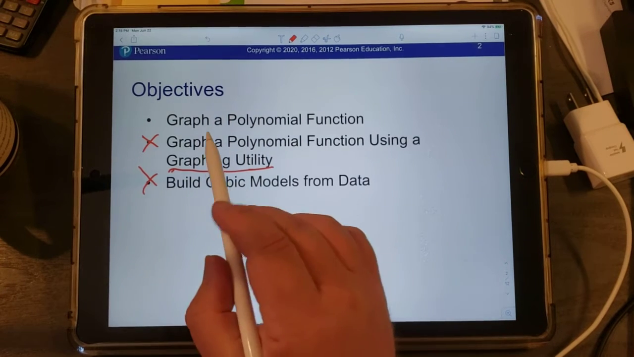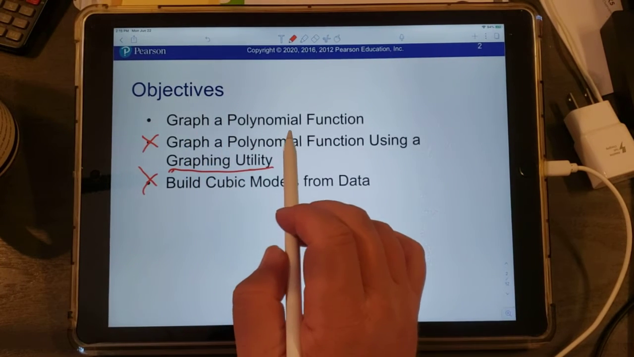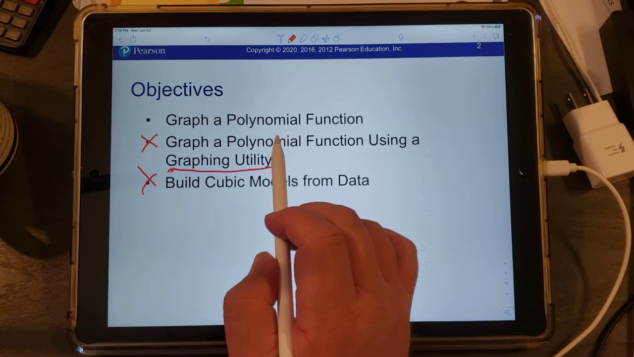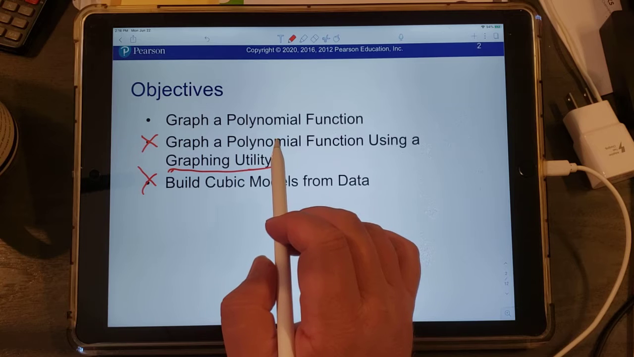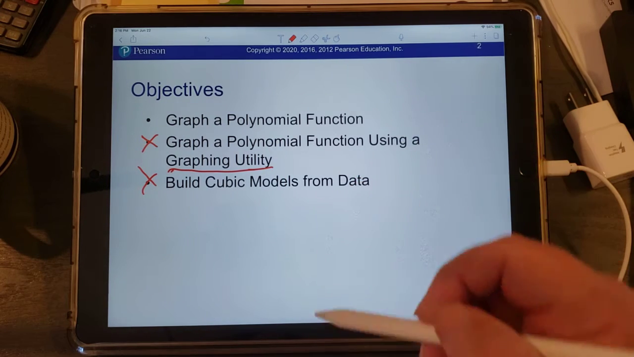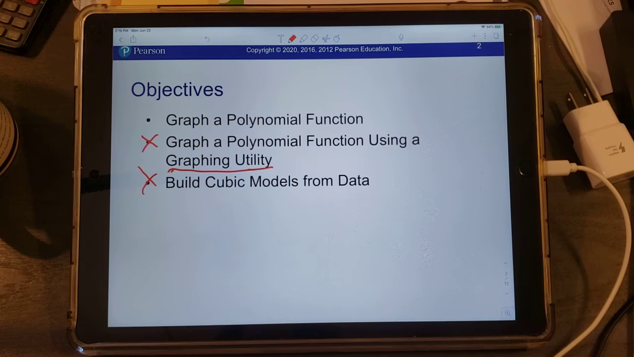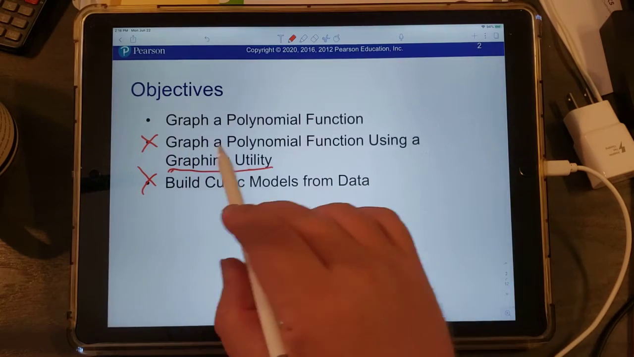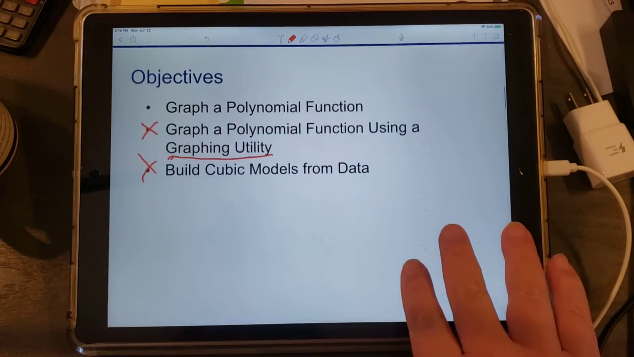But this is a terrible name for what we do: graph a polynomial function. We clearly don't just graph the functions. We also answer questions about the graph. Even before the graph appears, you still have to be able to answer certain questions about it. So, studying the graph of a polynomial function, sure.